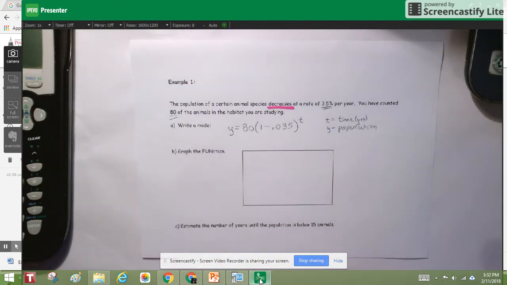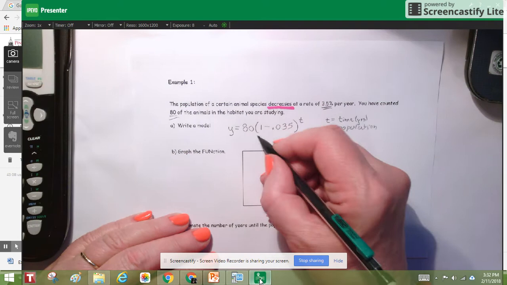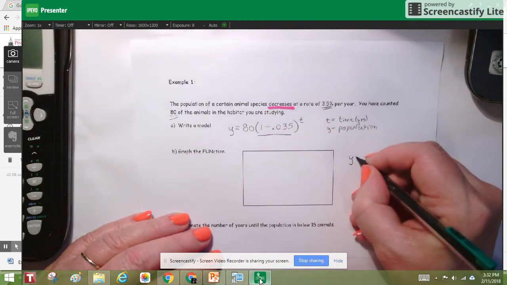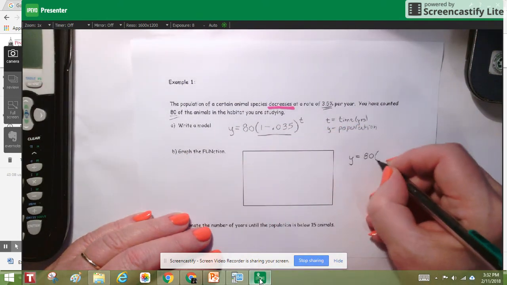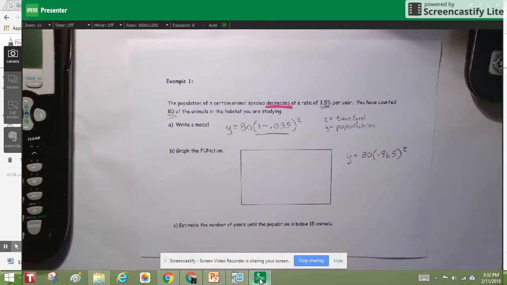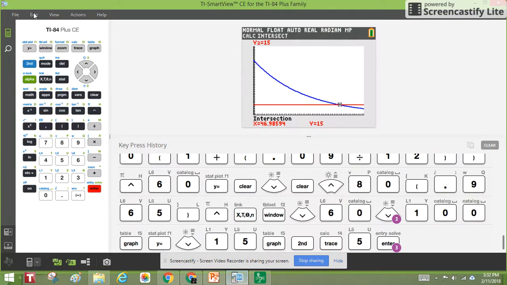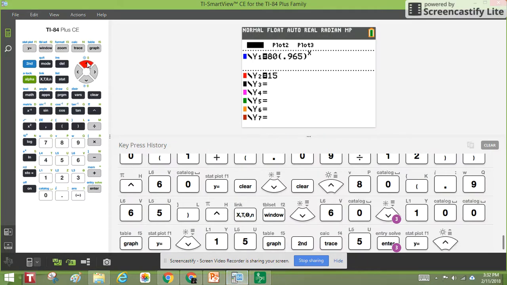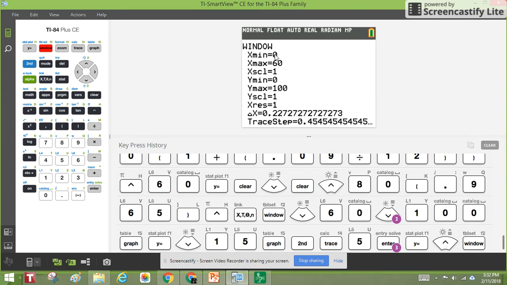The next thing it says is to graph this equation. So I'm going to simplify this parentheses. It'll be easier for me to put it into my graphing calculator, and it makes the model a little bit more succinct. So if I go over here to my graphing calculator, you can see I've already put it in, 80 times 0.965 raised to the x. I'm going to set my window. I set my window from 0 to 60 and my y's from 0 to 100.